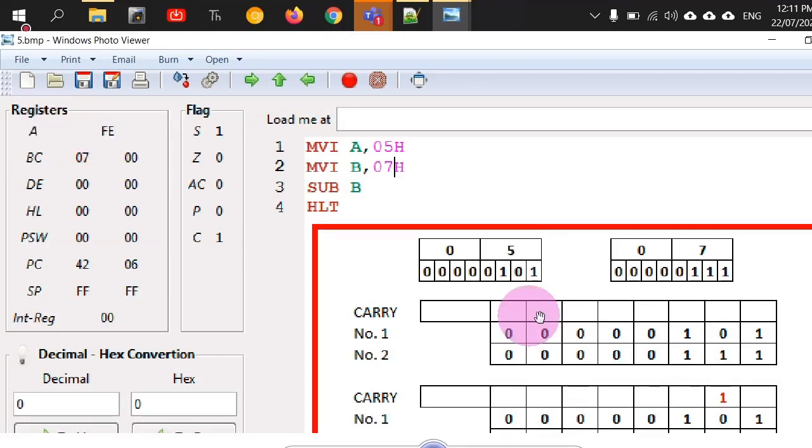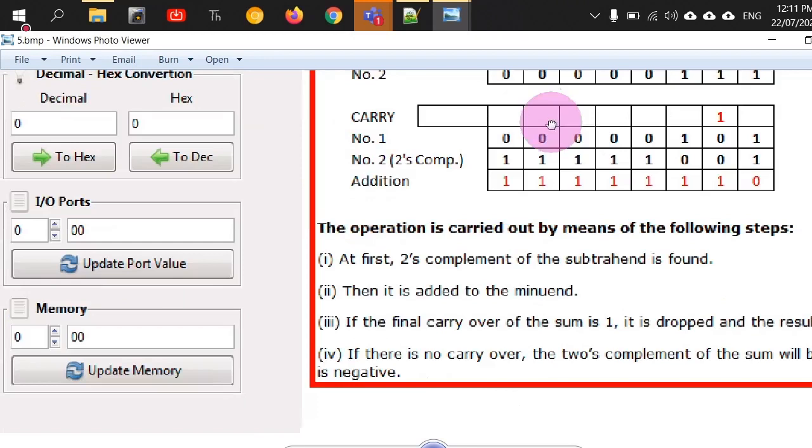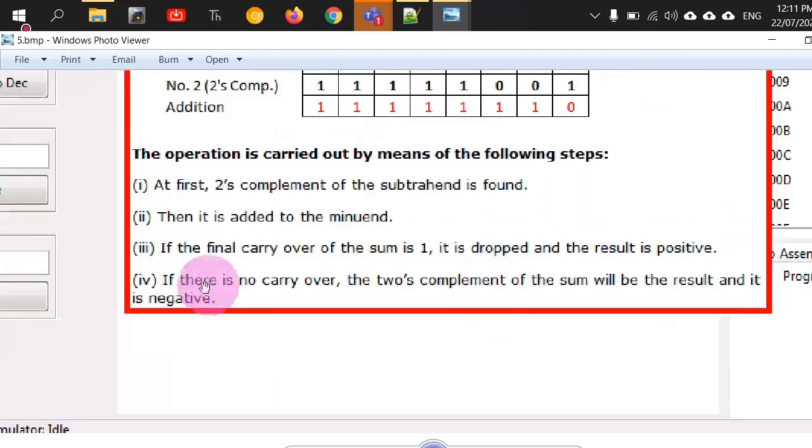And you can see here obviously the second case is applicable. That is why the result is not in its final form. So we need to have a method which will indicate that this result is not in its final form, and that we must take its 2's complement. This should be indicated by something. And the second thing is this result is negative. You can see that there are two clauses in this. If there is no carryover, the 2's complement of the sum will be the result and it is negative. So there are two conditions which need to be flagged.